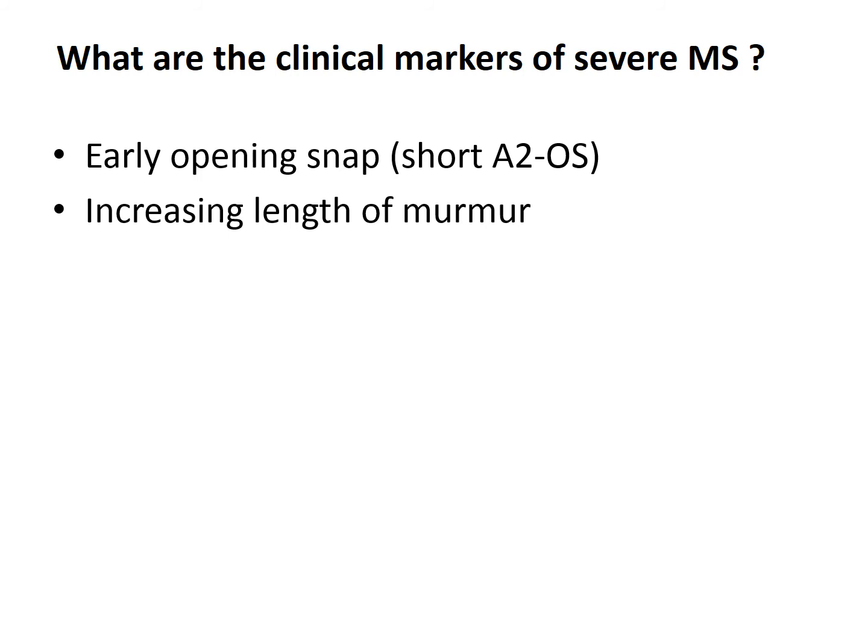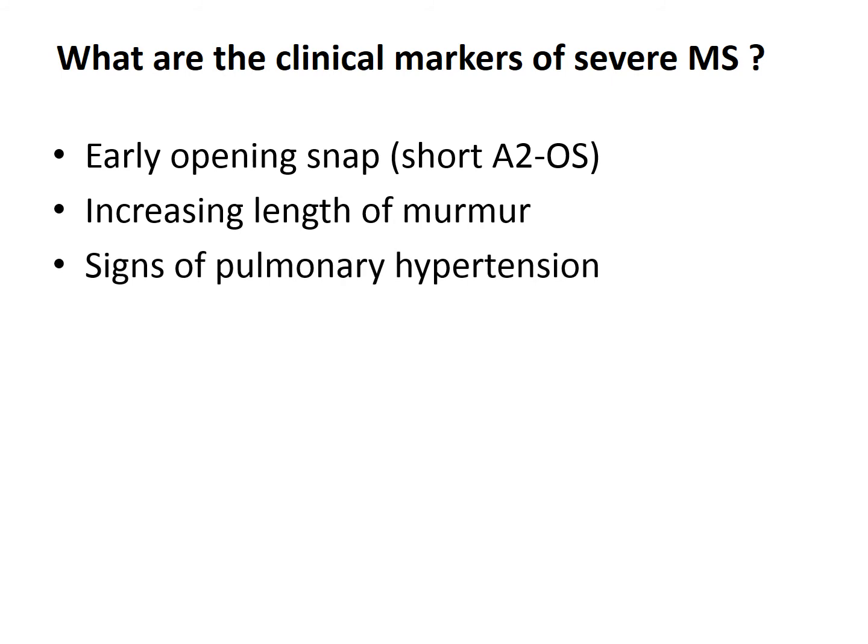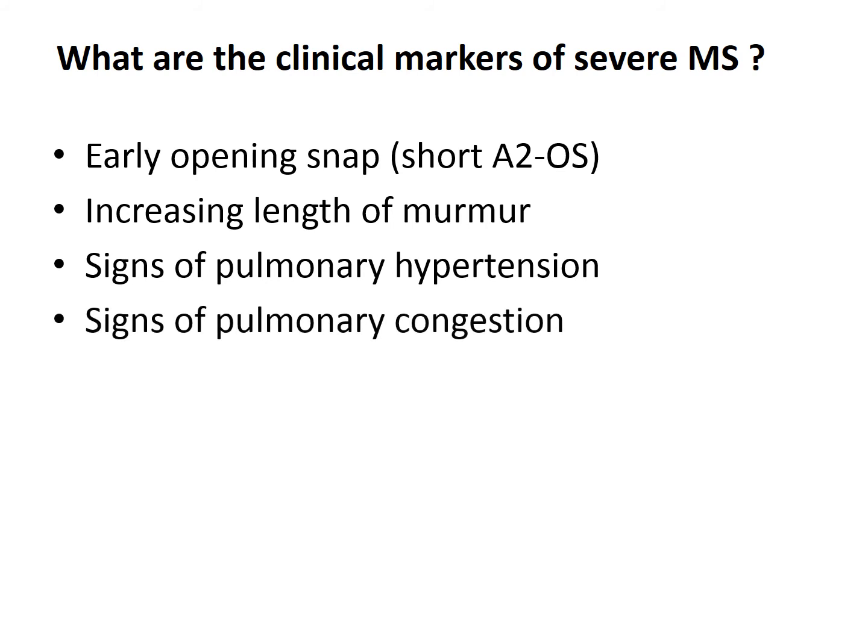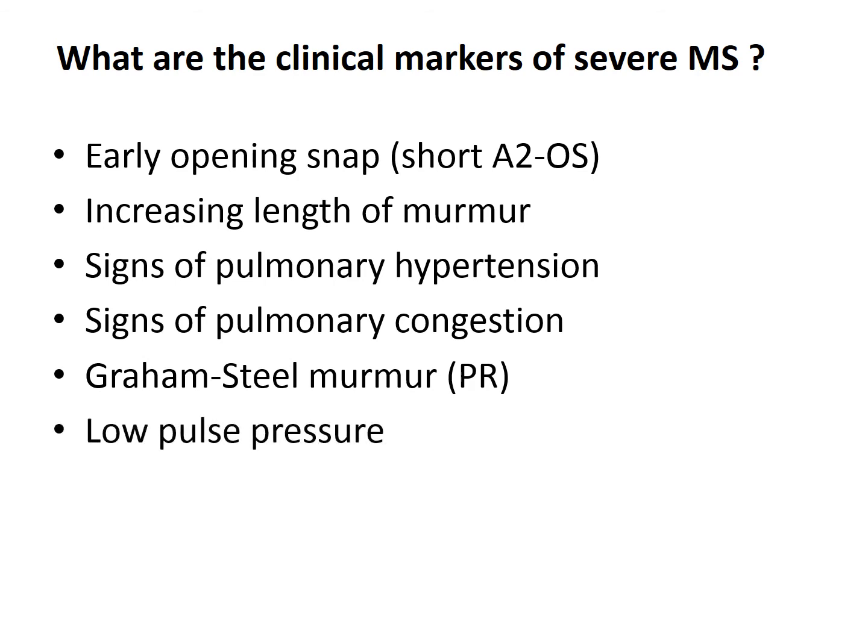Increasing length of the murmur is another marker of severe mitral stenosis. Signs of pulmonary hypertension also indicate severe mitral stenosis. Signs of pulmonary congestion, as in this case, the presence of bilateral basal lung crepitations, indicate severe mitral stenosis. A Graham Steell murmur, or early diastolic murmur of pulmonary regurgitation heard over the pulmonary area, indicates severe pulmonary hypertension secondary to severe mitral stenosis. A low pulse pressure as a result of significant low cardiac output is another indication of severe mitral stenosis.